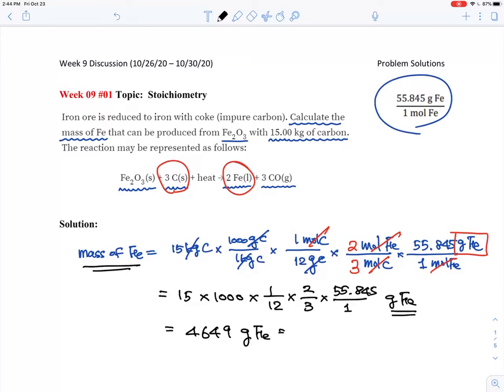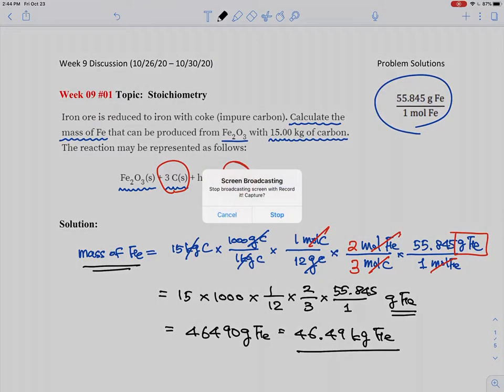So that's 46.49 kilograms of Fe. Okay, so that's how we solve using stoichiometry.